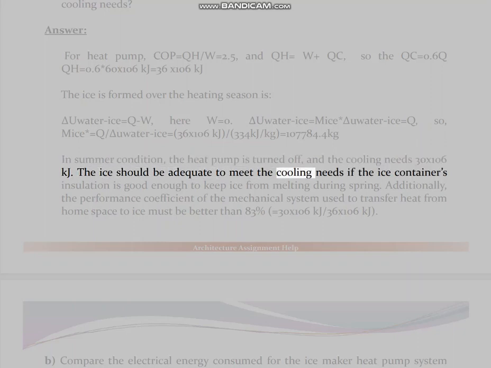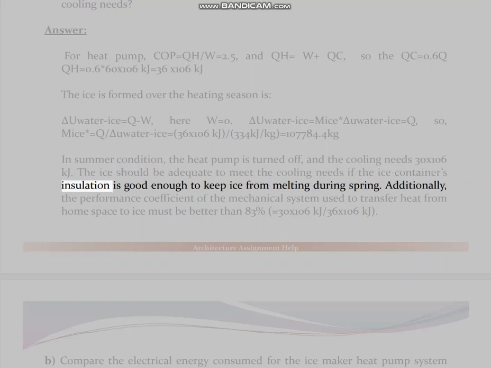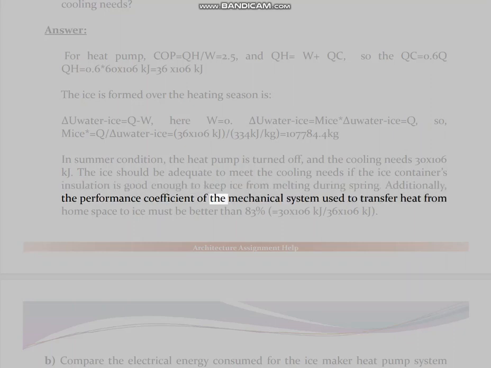The ice should be adequate to meet the cooling needs if the ice container's insulation is good enough to keep ice from melting during spring. Additionally, the performance coefficient of the mechanical system used to transfer heat from home space to ice must be better than 83%, which equals 30 x 10^6 kJ / 36 x 10^6 kJ.